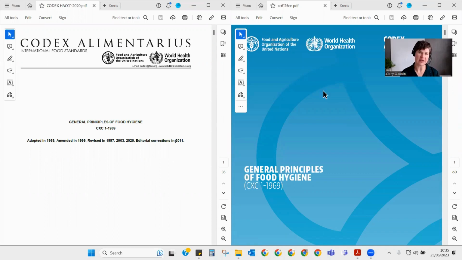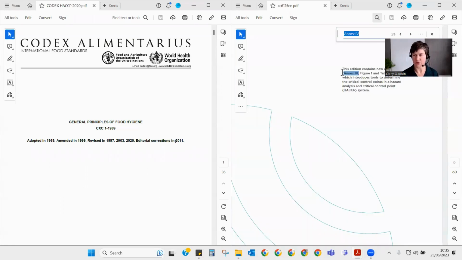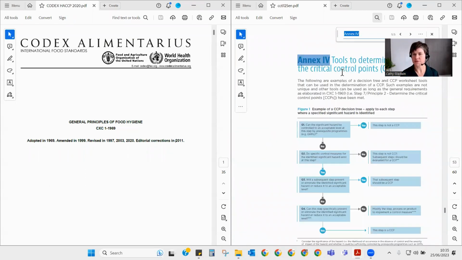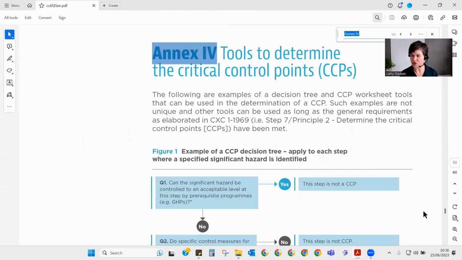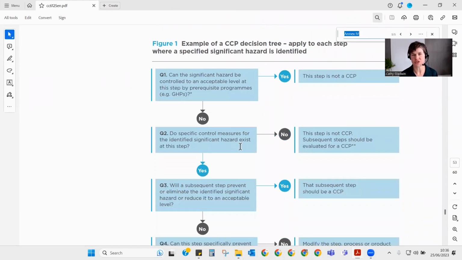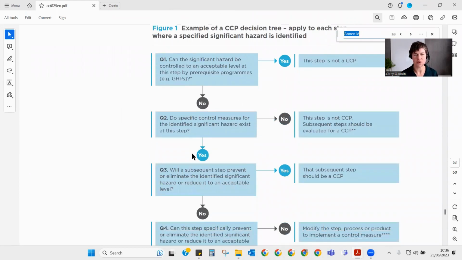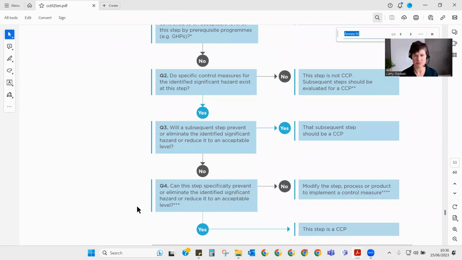So now I do look at them side by side as PDFs, and I can show you the new edition is this Annex 4 here. And if I jump to Annex 4, there you go. There's our decision tree that's back there. And this is nothing phenomenally new to us at all. It's the usual 4-question decision tree that we all know. 1, 2, 3, 4 questions.